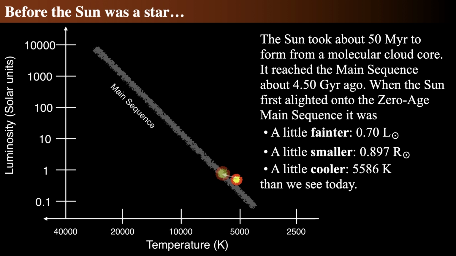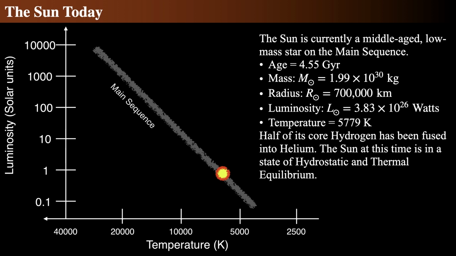So we have, of course, on the left-hand side, the luminosity, as well as the temperature, just like our standard HR diagram. Now, the sun today, about 4.5 billion years later, actually, it's well understood that the sun is about 4.567 billion years old, so we'll stick with that.